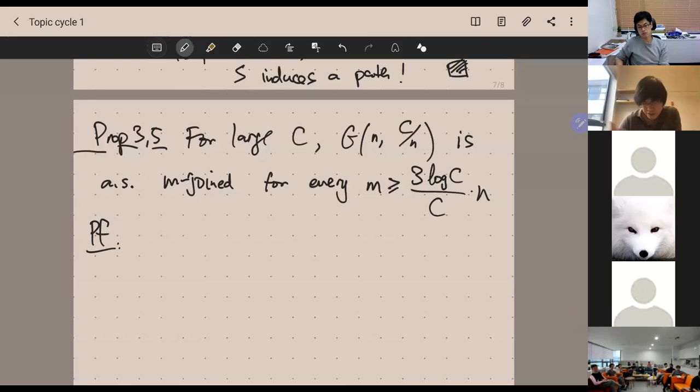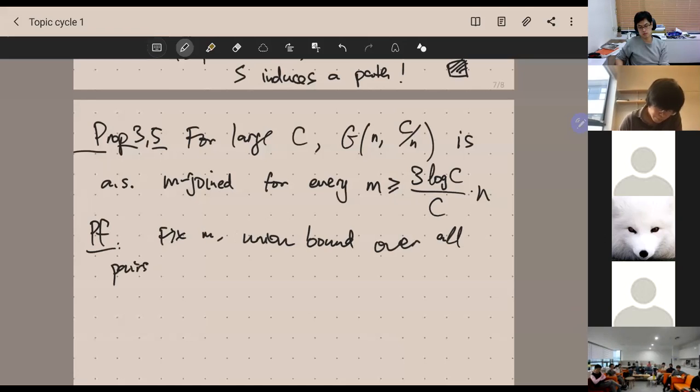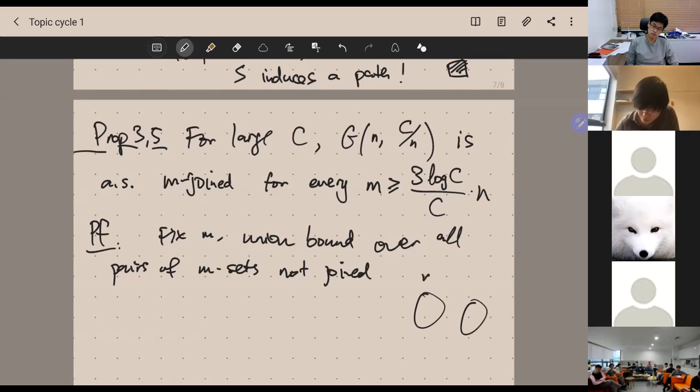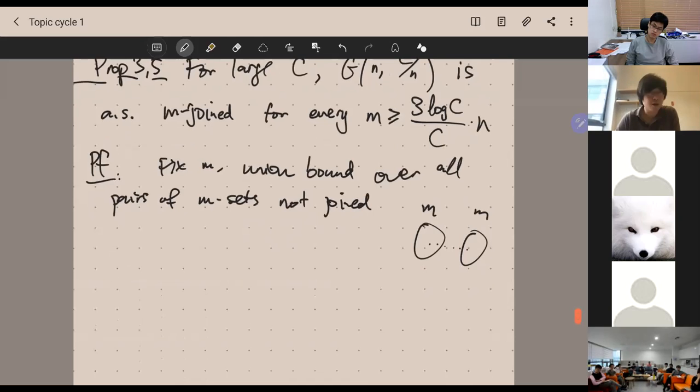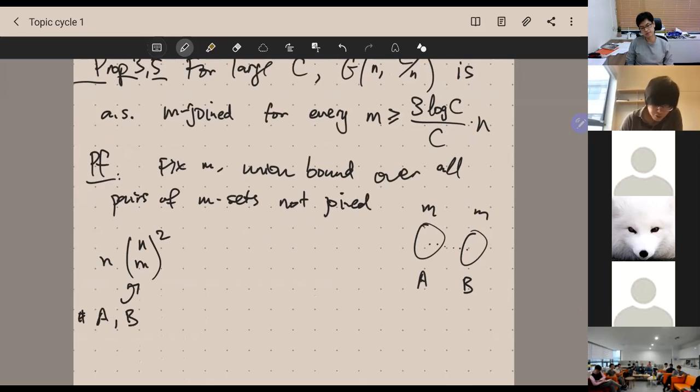Okay, so you fix an M, then you take the union bound, basically union bound over all pairs of M sets not joined. You look at two M sets and estimate the probability that they are not joined, and we show that taking the union bound it goes to 0. So we have n choose M squared, meaning the number of choices for these disjoint sets A and B. Maybe you have to times n for the choices of M. And then let me just fix one M to be simple for now, okay? Times (1 minus p), there's no edge between them. That means we cannot have all the edges, M squared edges.